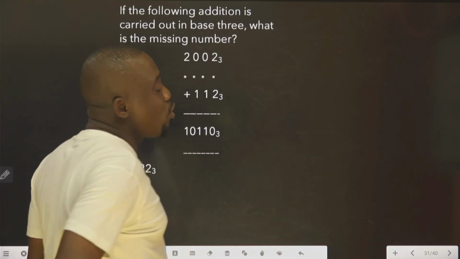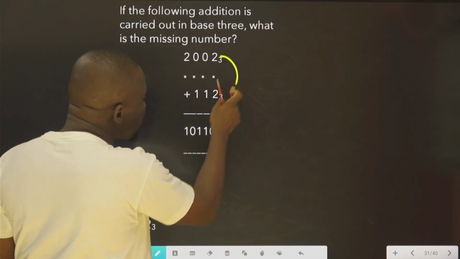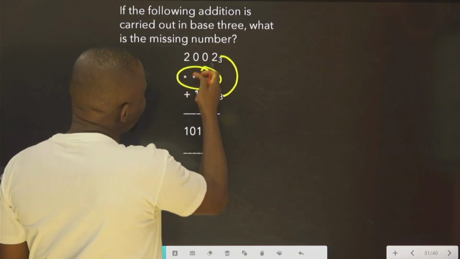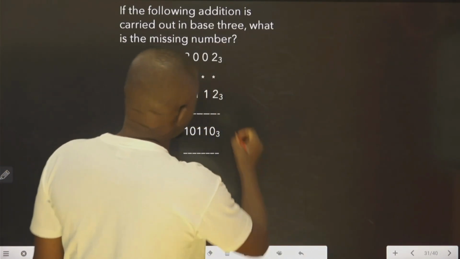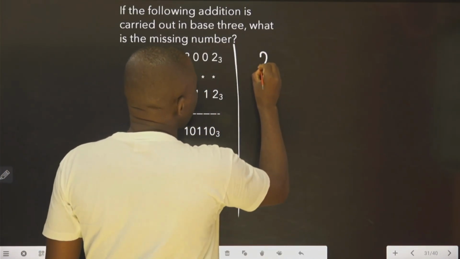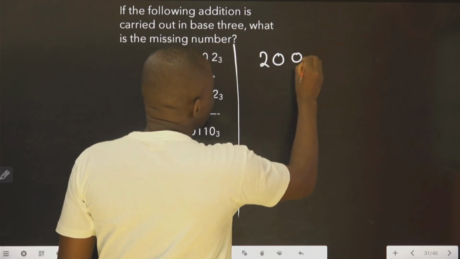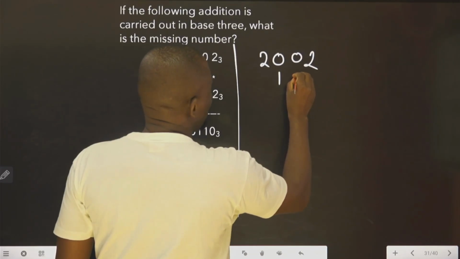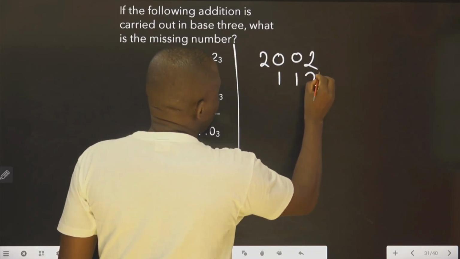Therefore, that's what we are going to do. First of all, we add this together. Once we get the answer, we subtract from here to get this value that is missing. Okay? So let's just do that. That is to say, 2002 plus 112, all in base 3.